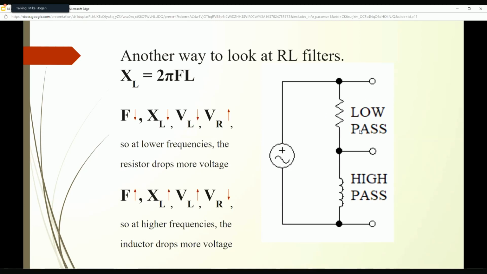The exact opposite holds true for the high pass. If my frequency increases, an increase in frequency means I'm getting more X of L, inductive reactance, across this inductor, which means I've got more voltage developed across this inductor. And that means I've got less voltage developed across this resistor.